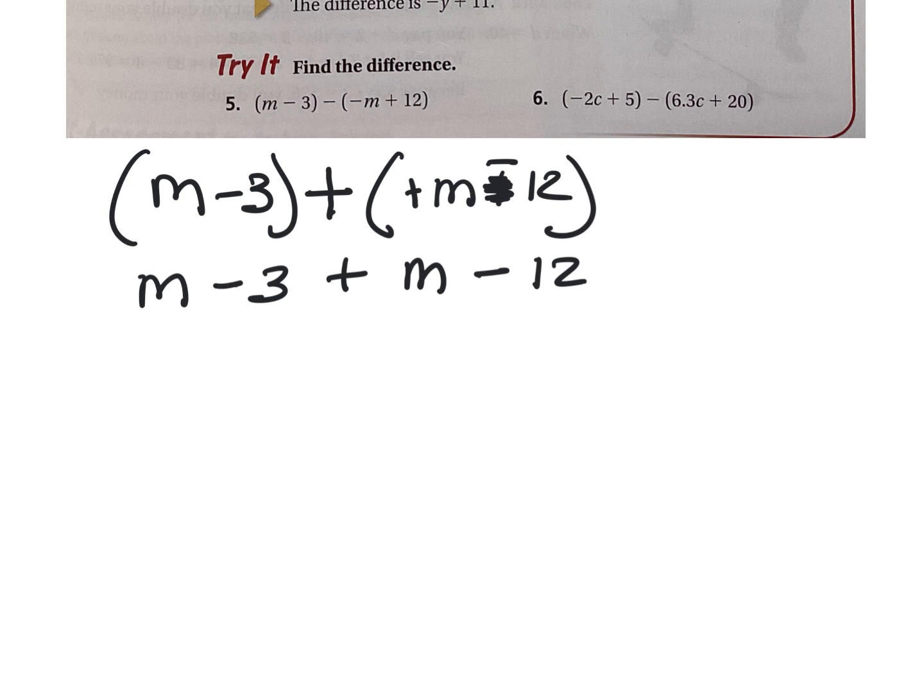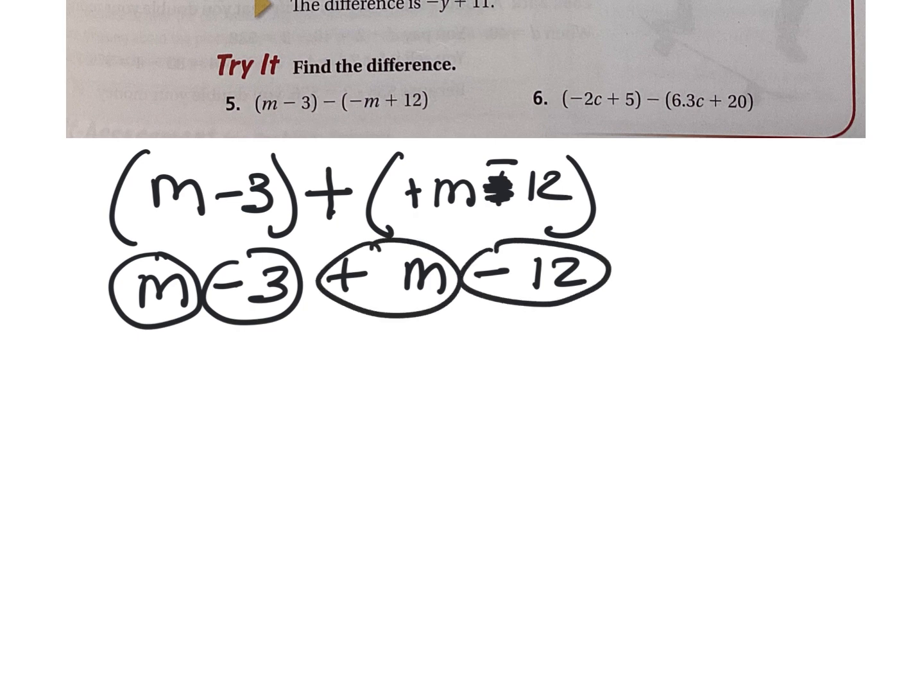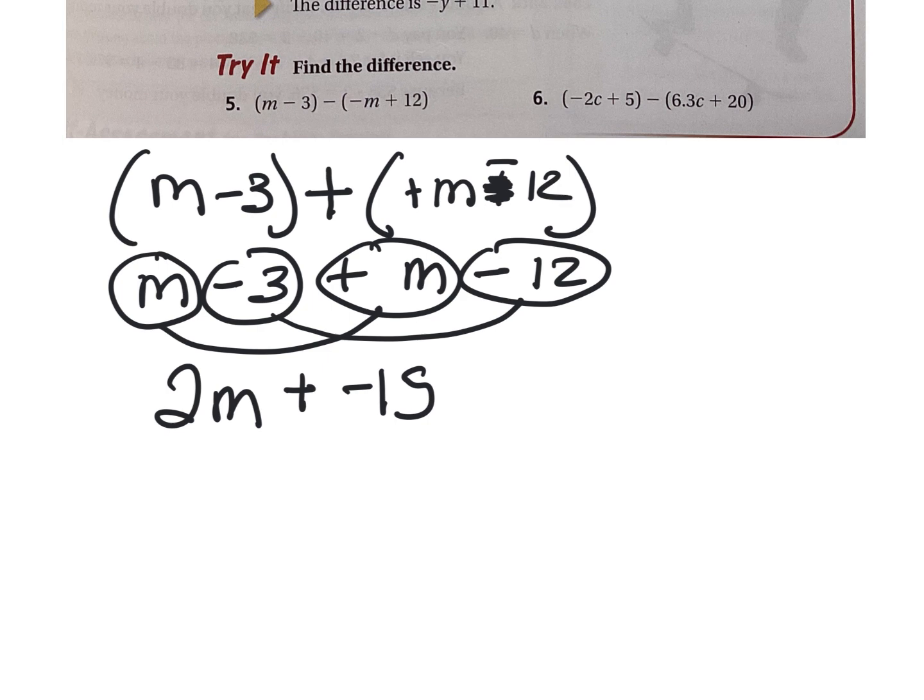Okay. Now I put all my like terms together. These two are like terms, so that's 2m plus, and these two are like terms. When I add a negative 3 plus a negative 12, I get a negative 15. And so instead of saying 2m plus a negative 15, I could just say 2m minus 15. That's the same thing. Okay.